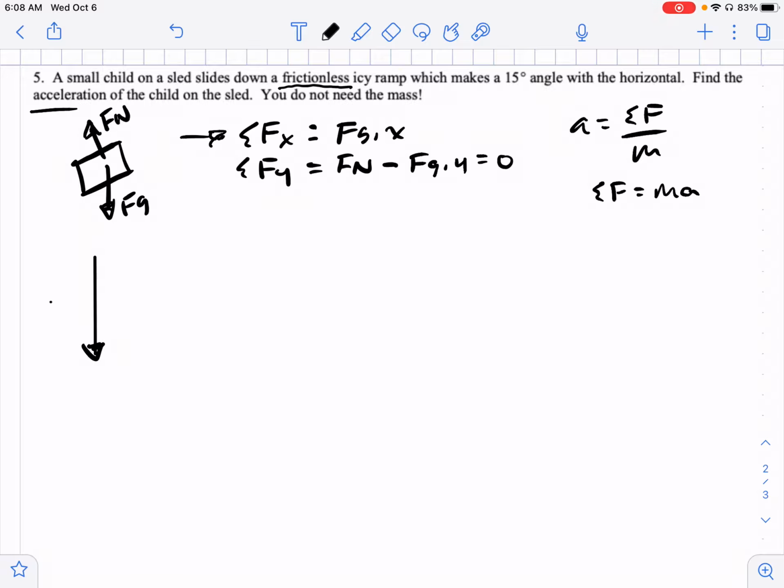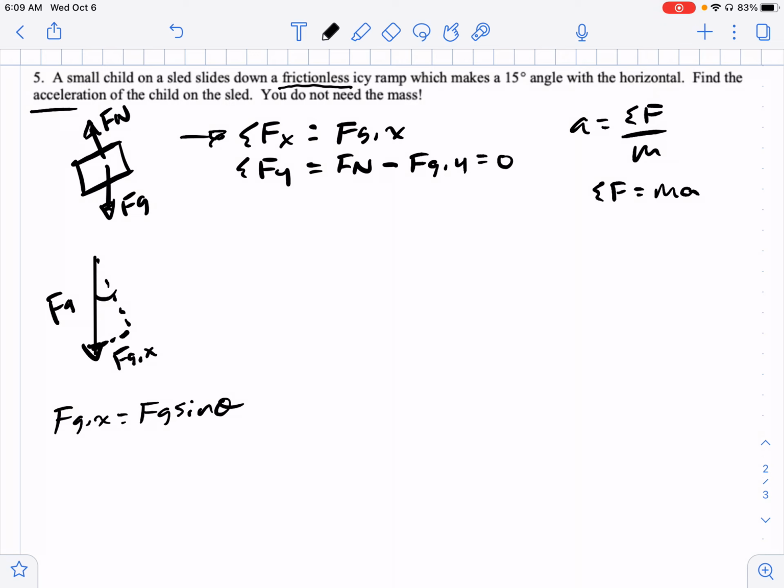FG goes down, and then my FGX is right here. And here's the angle. So it's the opposite of our angle, so we would use our sine function. So your FGX would equal FG sine theta.